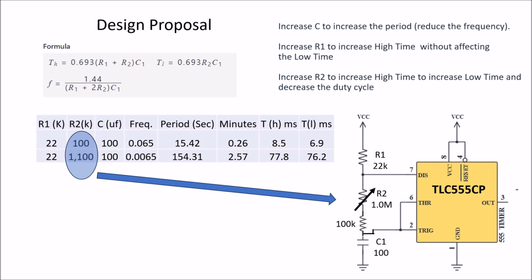If R2 was 0, then it would be 100K across pins 7 and 2, and if R2 was 1 meg, the resistance would be 1.1 meg across pins 7 and 2. And if I set the capacitor to 100 microfarads, then the period was about 15 seconds to 154 seconds, or 0.26 minutes to about 3 minutes. The duty cycle was approximately 50% in most cases, which means it's going to blink on 50% of the time and it'll be off 50% of the time.